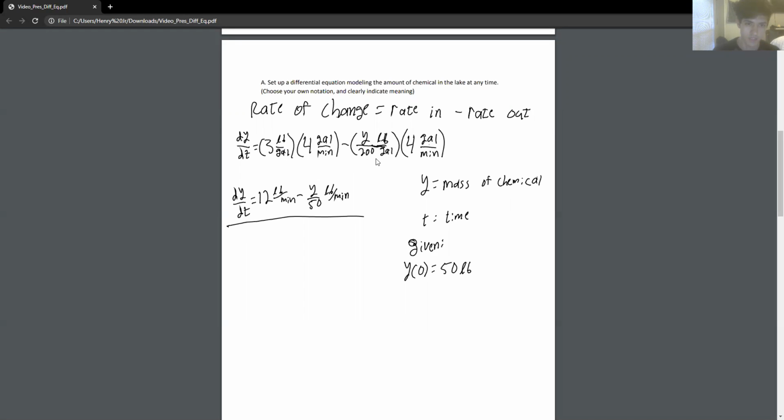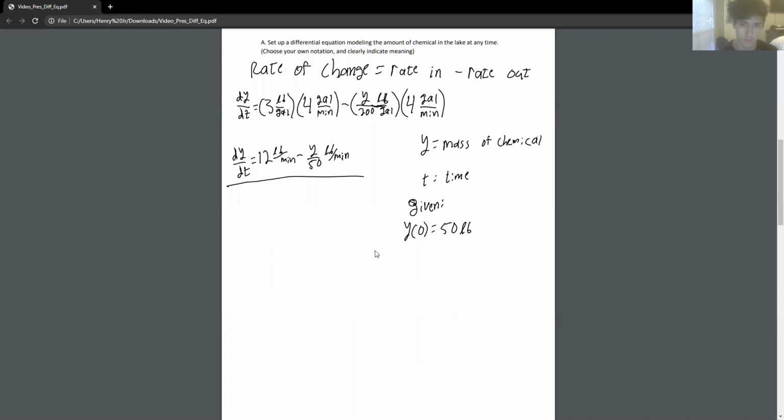And now the rate out, we're going to be using y, the amount of chemical, over 200 gallons, the initial amount they give us. Multiply that by 4 gallons per minute, since it tells us it leaves at 4 gallons per minute. Multiplying these together gives us the result: dy/dt is 12 pounds per minute minus y over 50 pounds per minute. We're also given that at t equals 0, y is 50. That's our initial condition.